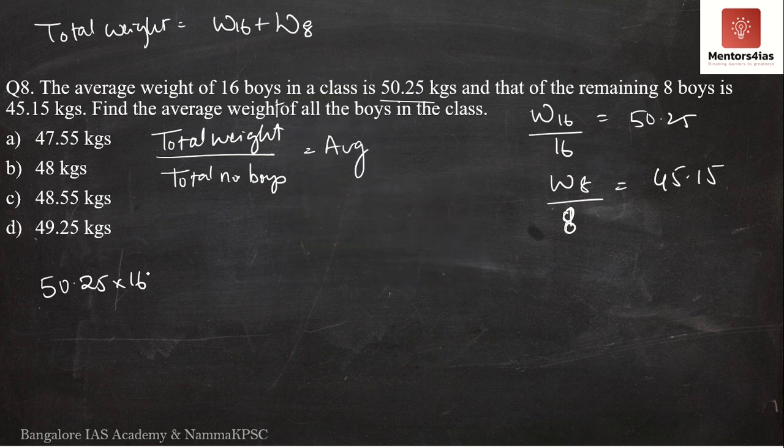Okay, so 50.25 into 16 plus 8 into 45.15, that is W8, that is nothing but 8 into 45.15. This divided by total number of boys, that is nothing but 24. Now, this is a particular type of question which I want you to know. This is a type of question which includes a lot of calculations. Now, generally you do not get such questions.